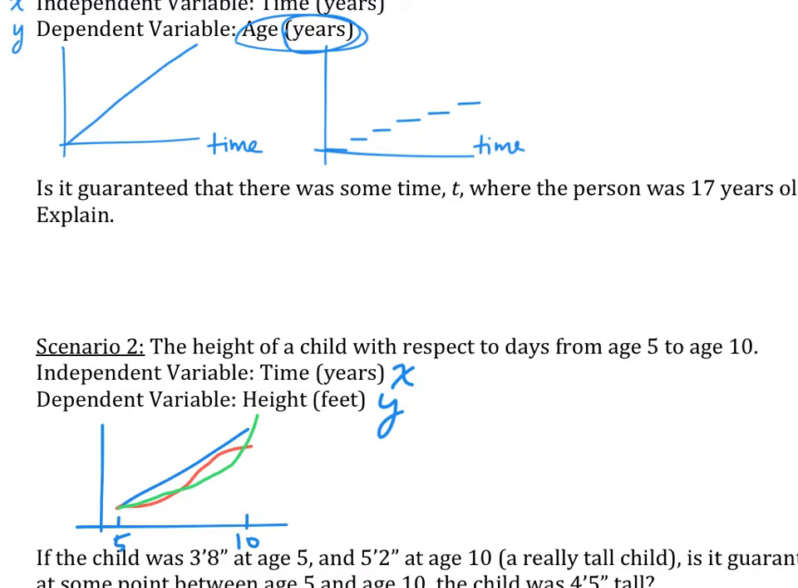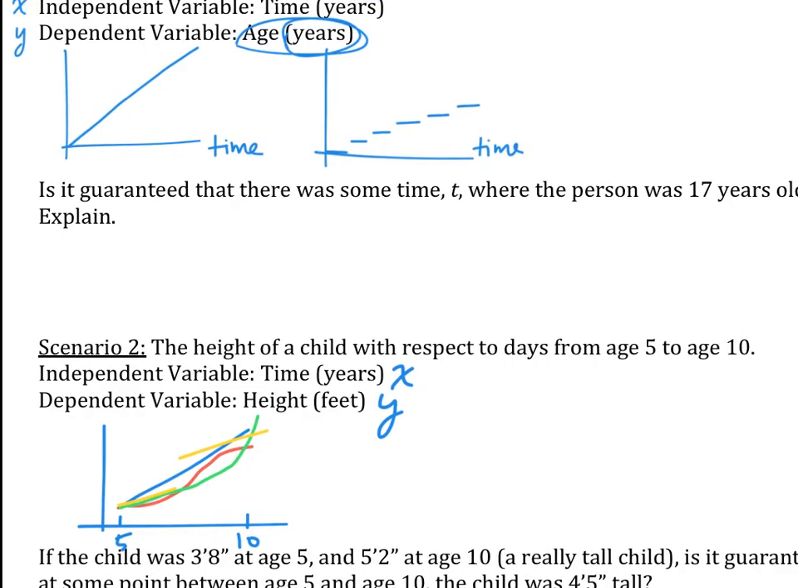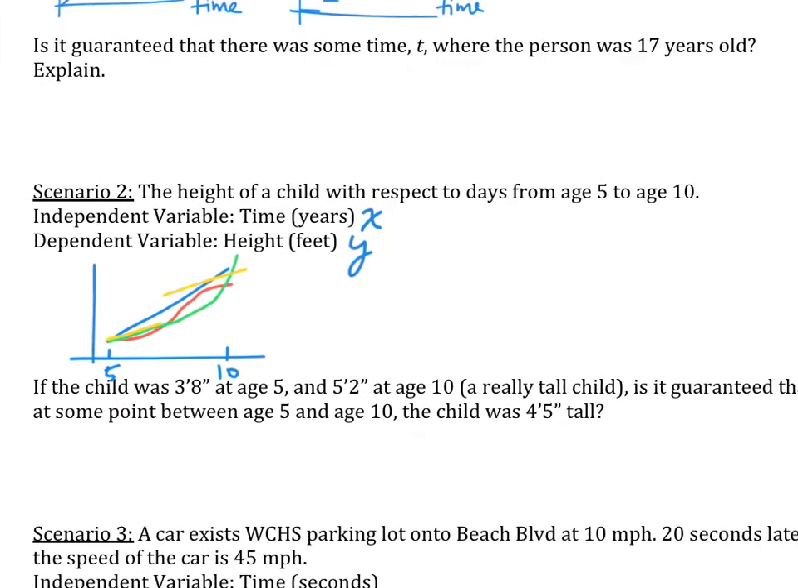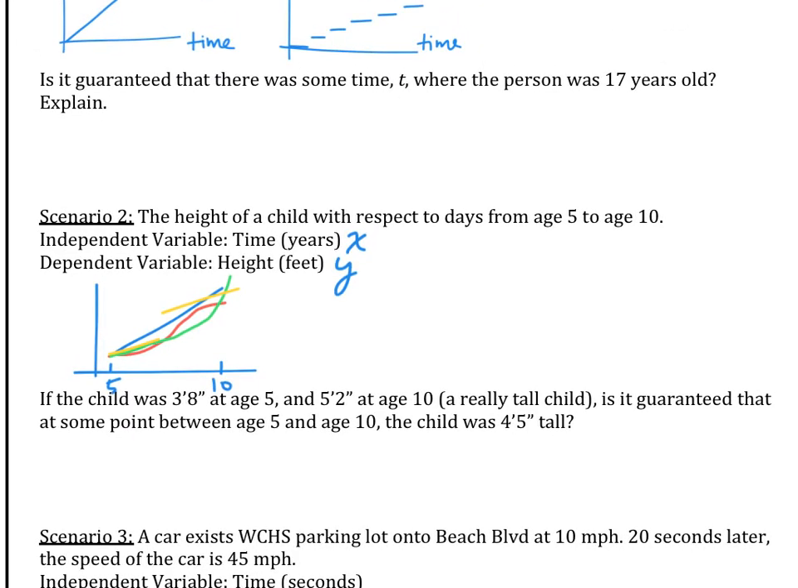You probably wouldn't draw something like this, right? This person doesn't magically change from, say, 3 feet to 4 feet in one day without something in between. So then the question is, if this child were 3'8" at age 5 and 5'2" at age 10, that's a very tall child at age 10, is it guaranteed that at some point between ages 5 and 10, the child was 4 feet and 5 inches tall?